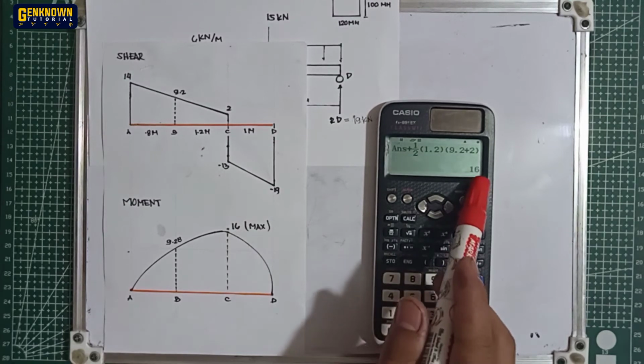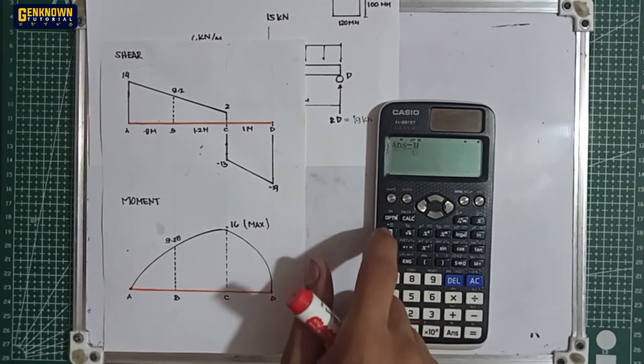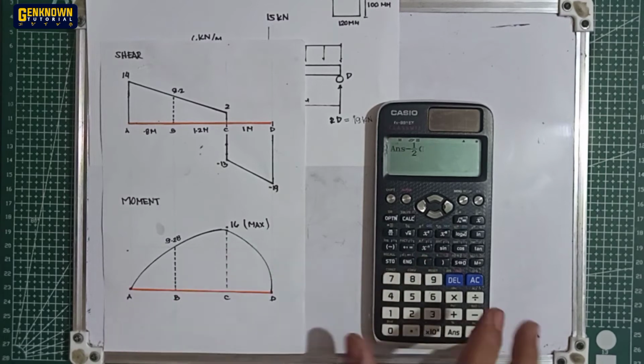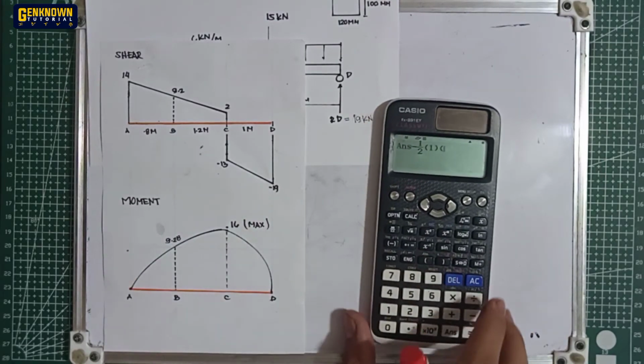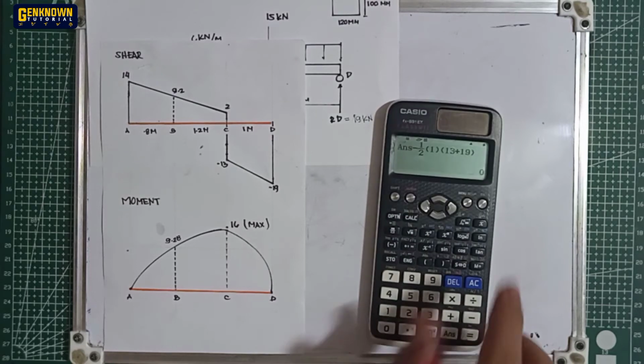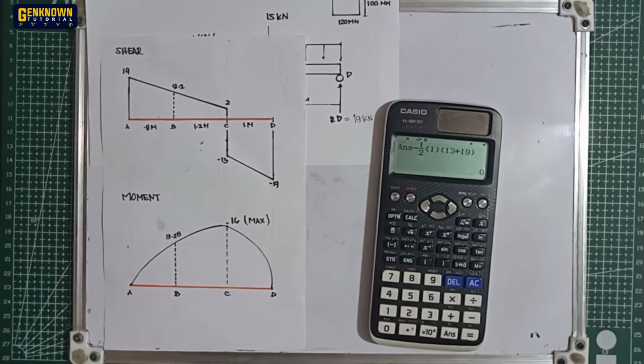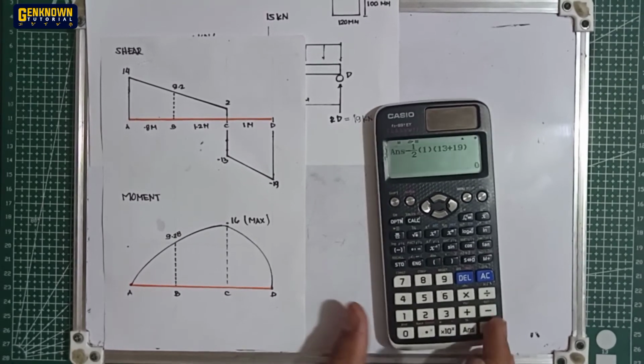Positive 16. Meron naman tayong downward, or nasa ilalim naman, kaya negative trapezoidal pa rin. 1 over 2 multiply by 1, multiply by 13 plus 19. Okay, we have 0. Nag-0. So kapag nag-0, it is a good indication na tama yung pinagkagawa natin.